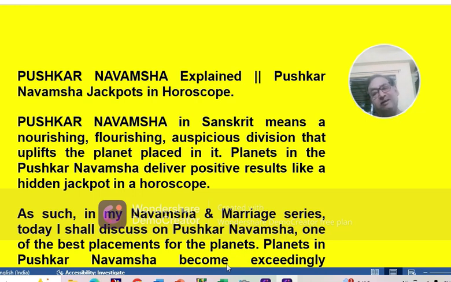Certain degrees in your birth chart, certain degree span, you can say, equivalent to one Navamsha. What is a Navamsha? Navamsha comprises 3 degree 20 minutes. So there are certain Navamshas in your birth chart, means certain degree spans, and these are very auspicious degree spans.